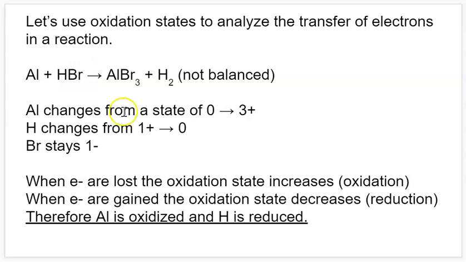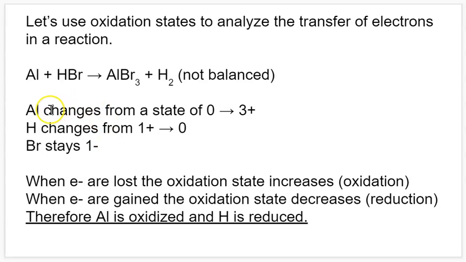So that tells us that by analyzing the oxidation states of all of the elements here, we can tell that aluminum is going to gain positive charge, hydrogen is going to lose positive charge, and bromine is going to stay the same. So the bromide ions are really not part of the redox here. But we can figure out which element is being oxidized and which element is going to be reduced by the change of their oxidation states.